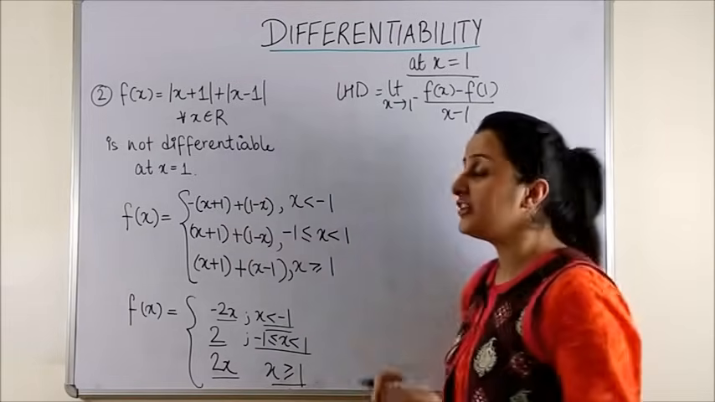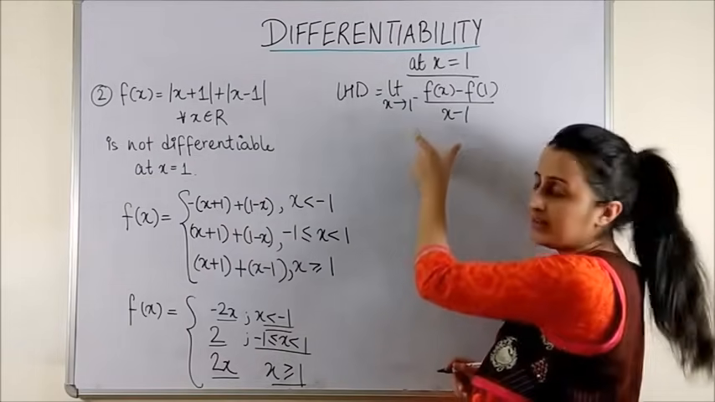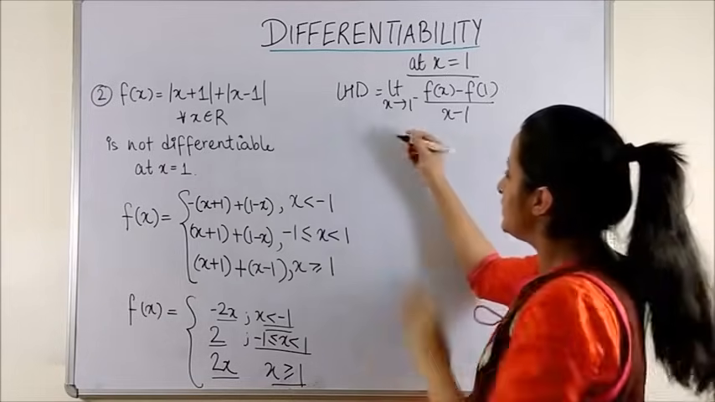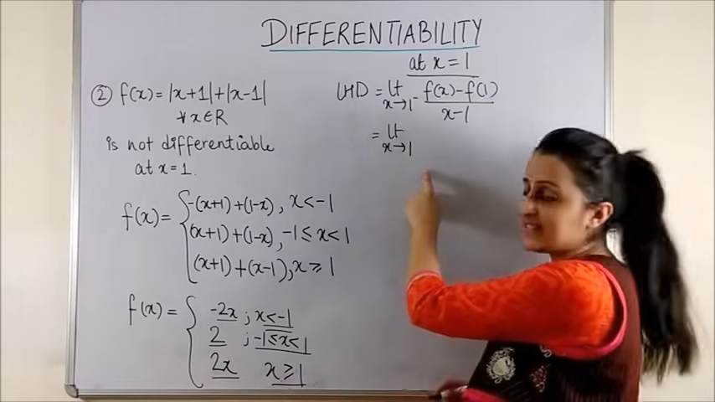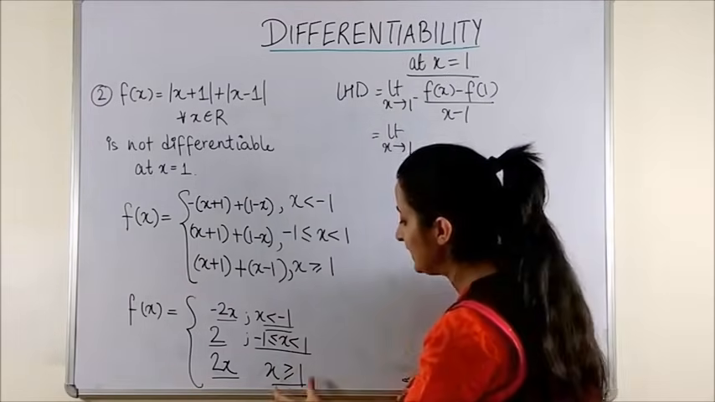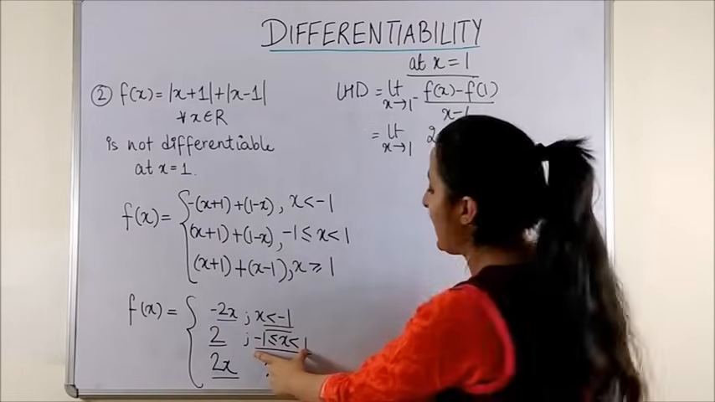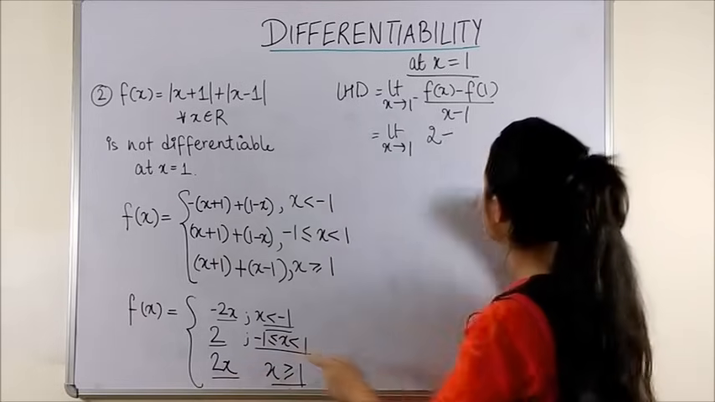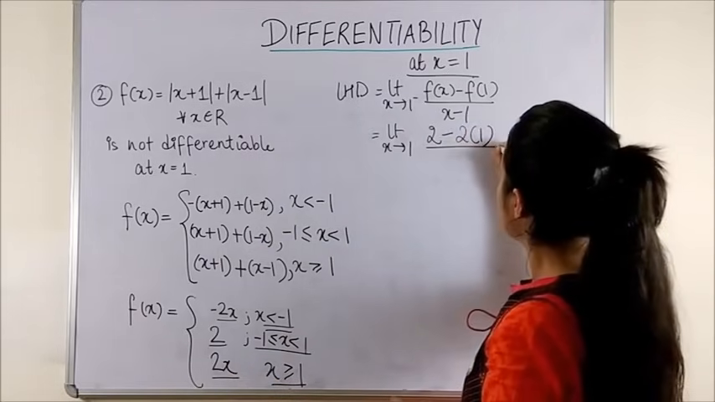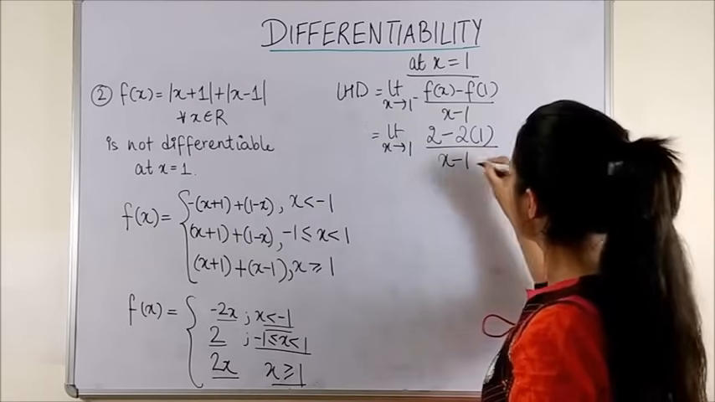Now to check for the left hand derivative at 1, we write the definition and then limit x tending to 1 from the left hand side gives us the second function. f(x) minus f(1), where f(1) gives us 2x, which is 2 into 1, upon x minus 1.